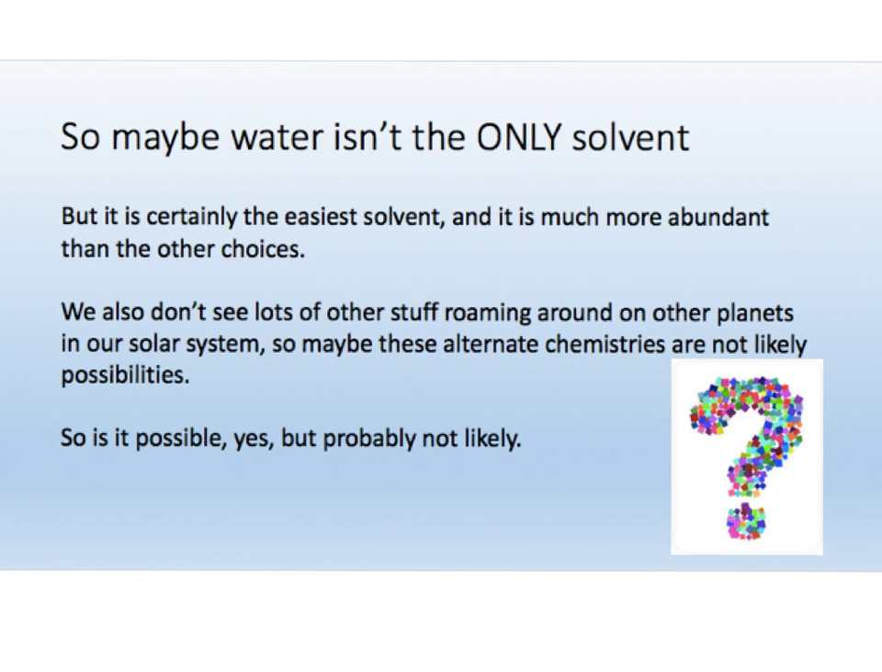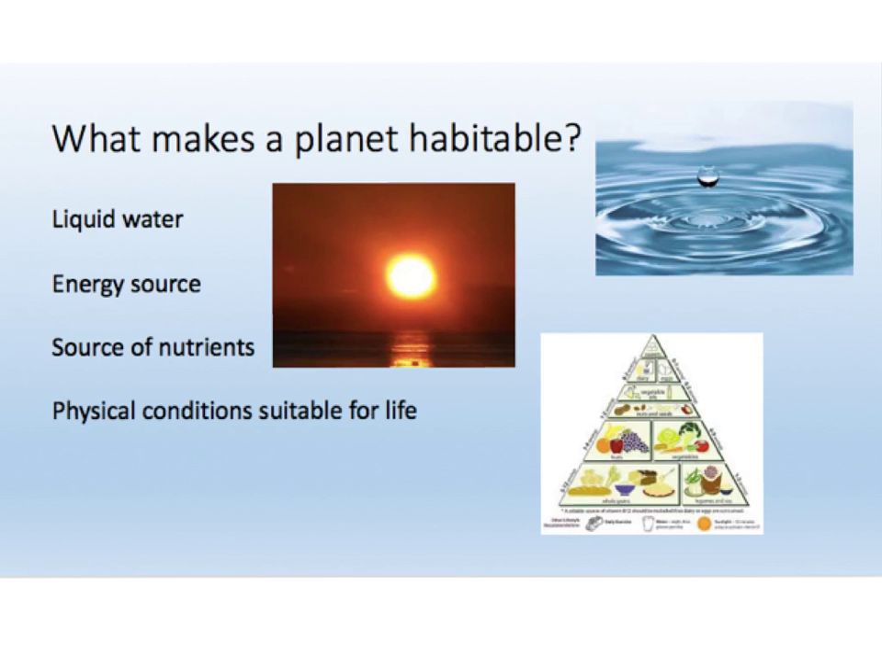So though maybe water isn't the only solvent, it is much more abundant and much more versatile than most of the other choices. We don't see a lot of other kinds of things abundant enough on planets in our solar system that makes these alternate chemistries likely. So is it possible? Yes, but probably not particularly likely.